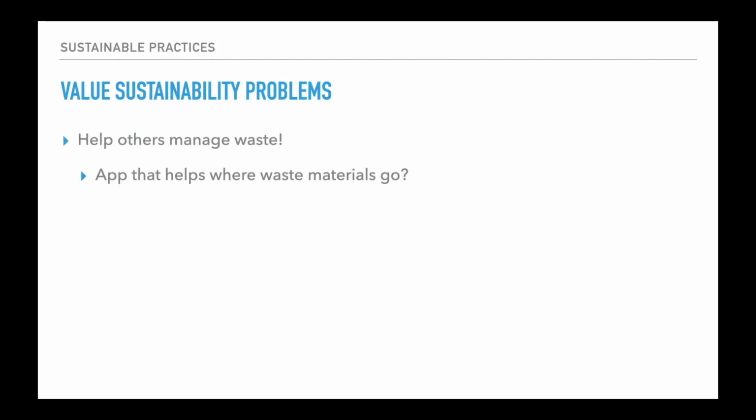Maybe you make an app that helps people figure out where certain waste materials go. They take a picture of a carton and it tells you what it is. There are a couple of apps out there that do something similar, so you could do a little bit of recon and see how you can improve on those ideas that are already out there. You can inform people of where they can find stores that offer bulk, which allows people to reduce waste. You're not buying as much packaging.